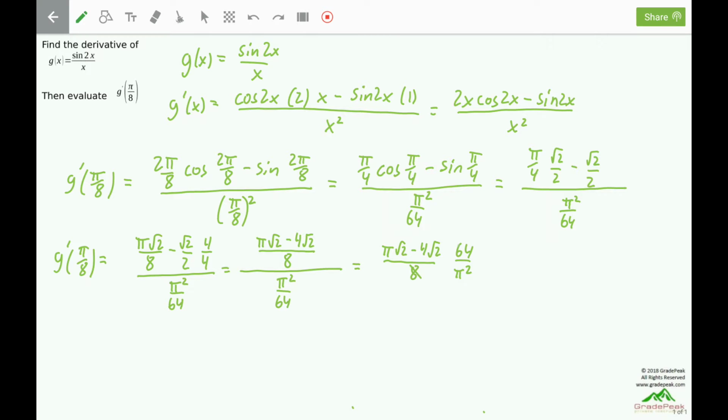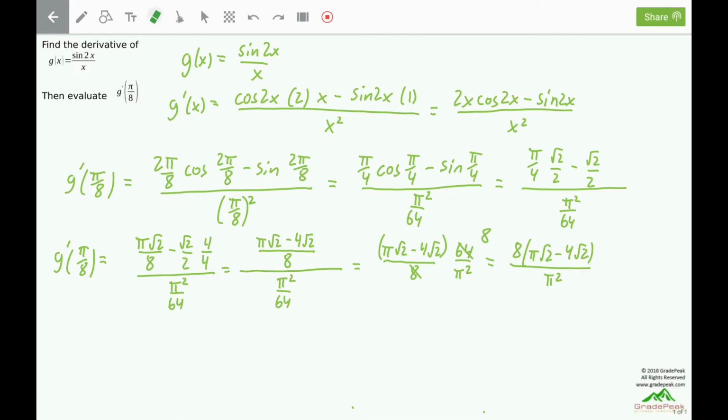Now the 8 and the 64 can cancel down to become an 8. That 8 is going to distribute in that entire numerator. But we may want to keep it factored out. It is multiplying the entire numerator. So 8 times pi root 2 minus 4 root 2 all over pi squared.